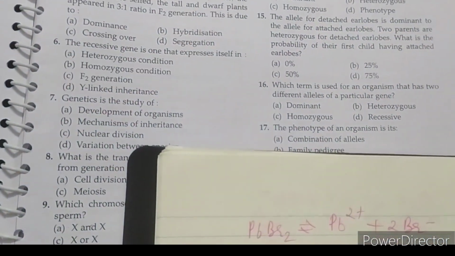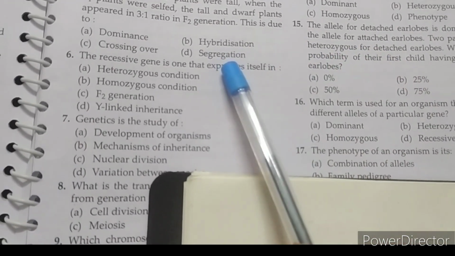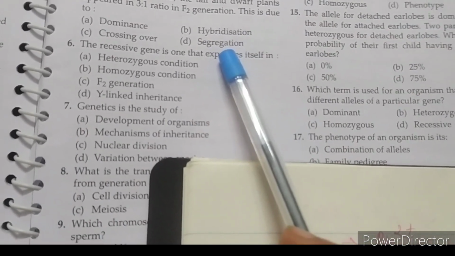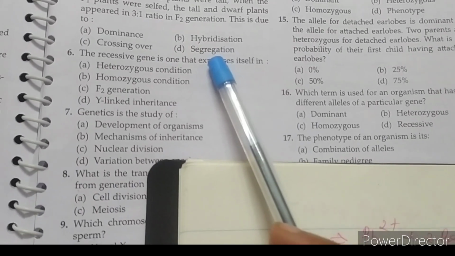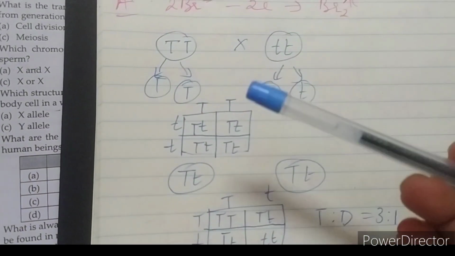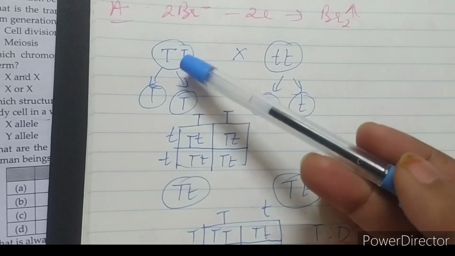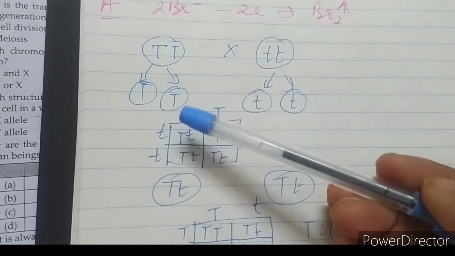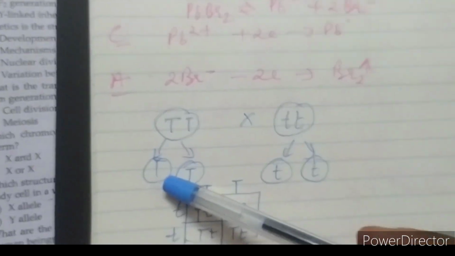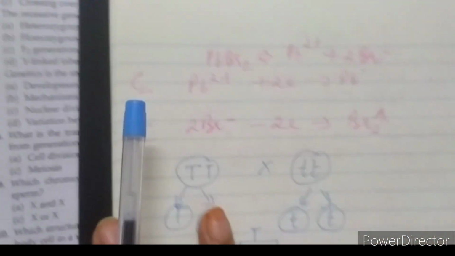So that is the correct ratio, 3:1 in the F2 generation, and this is due to the segregation of the alleles or genes. That is also called the law of segregation. Segregation means that during gamete formation, these alleles, or genes, separate out and only one enters each gamete. So because of the law of segregation, this 3:1 ratio is possible in the F2 generation.